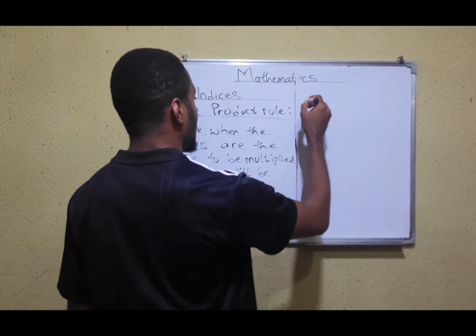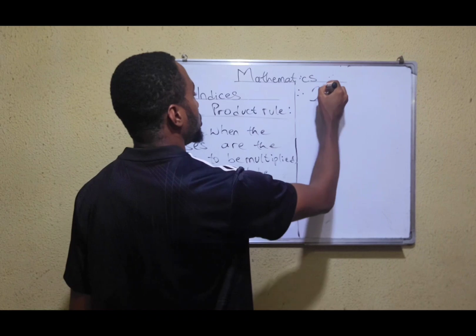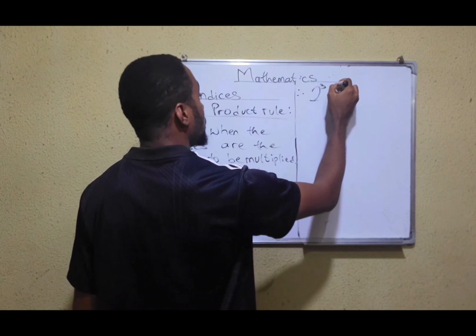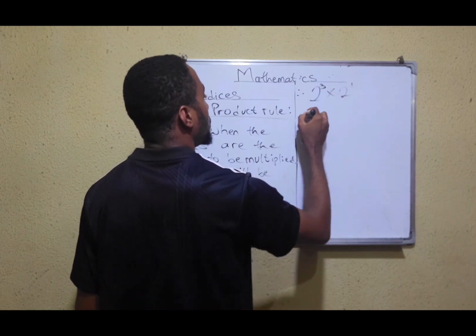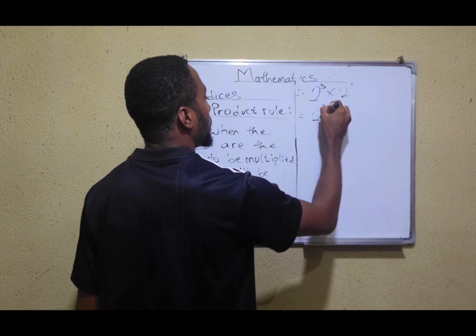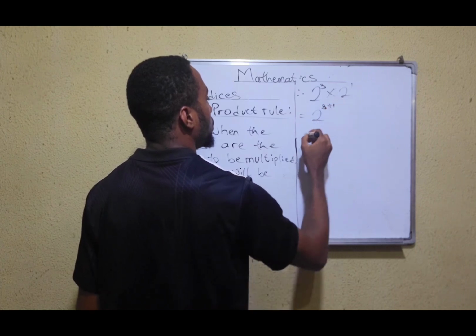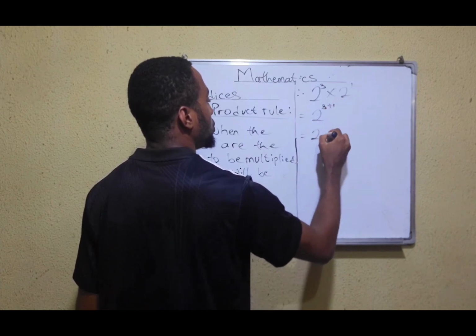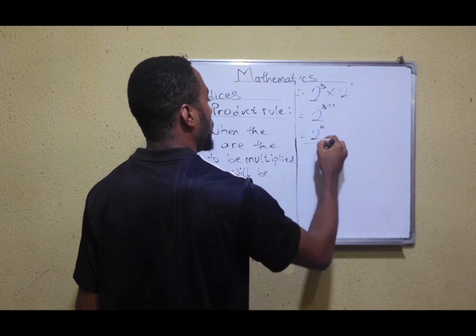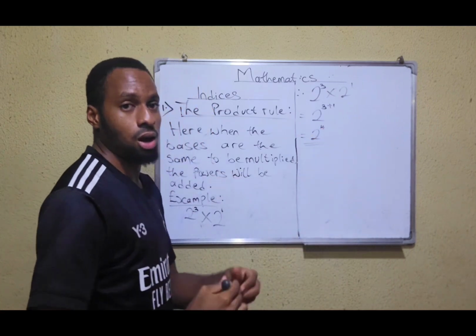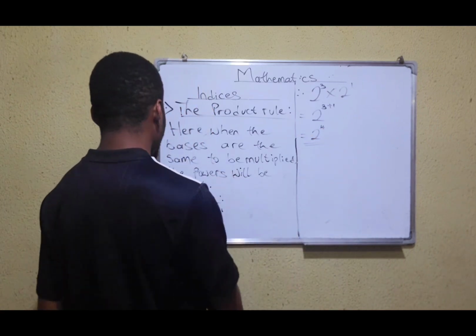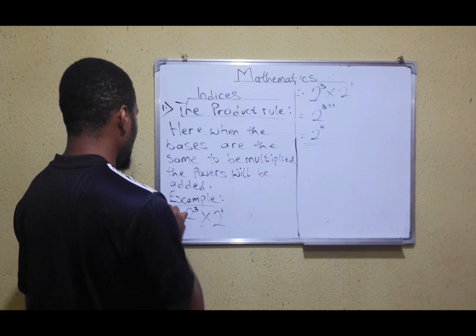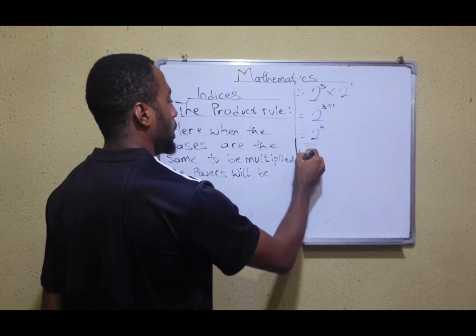So our solution is going to be 2 raised to power 3 times 2 raised to power 1, which is equal to 2 raised to power 3 plus 1. And our final answer is going to be 2 raised to power 4. That is our answer. So if we have another example, let's make this example I, and here example II.